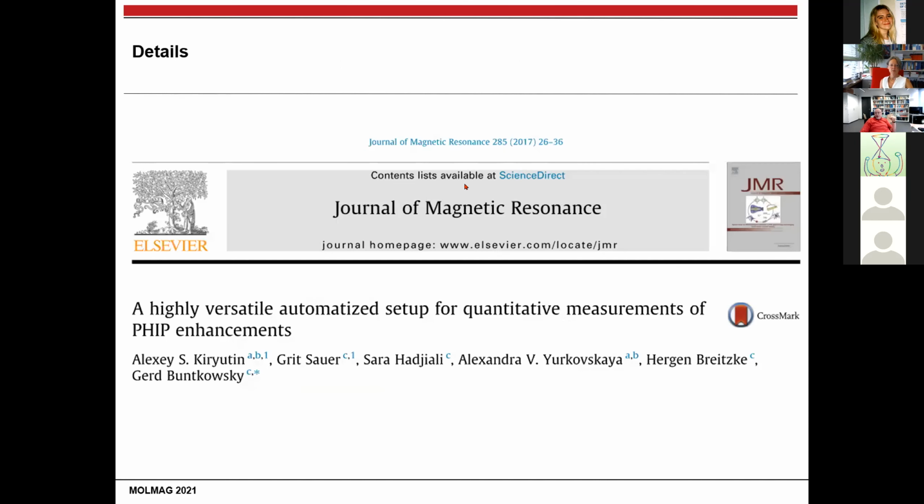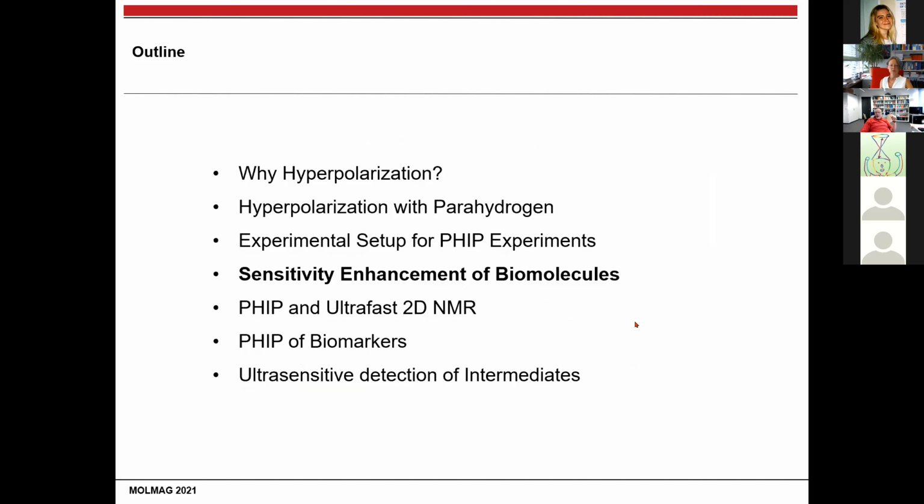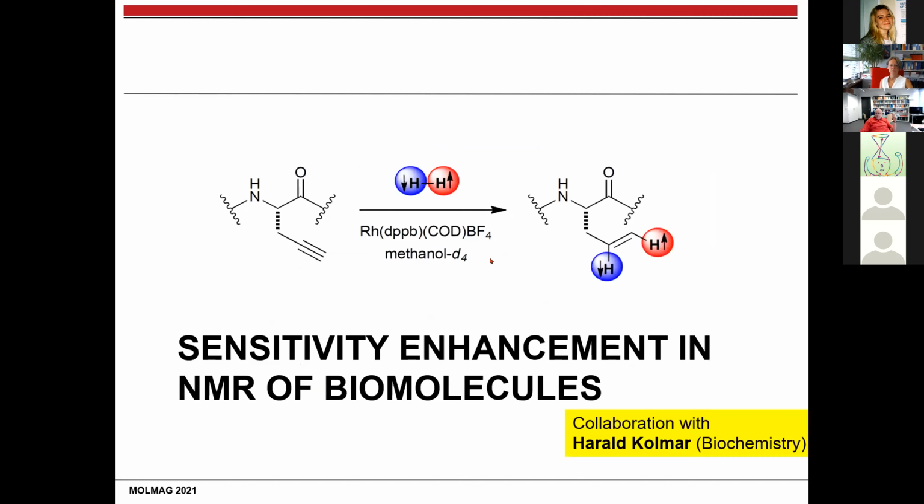And if you want some details about this setup, you can read in this manuscript from Alexei and us. Okay, now we have this nice toy to play around. Let's see what we can do with it. And we're mainly interested in the enhancement of biomolecules.